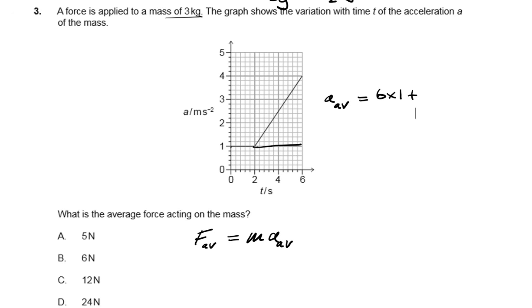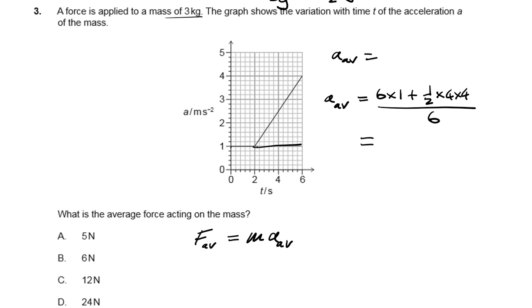So this would also be 6 times 1, but let's do the triangle. Half base into height is 4 times 4. And now we have to divide that by the time. And the time is 6 seconds, which is equal to, so let's write the initial formula.